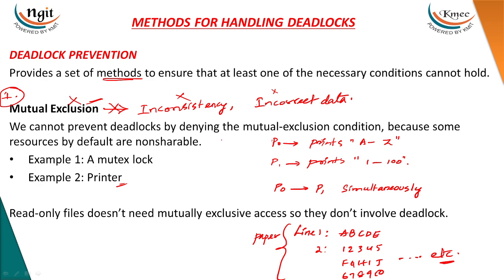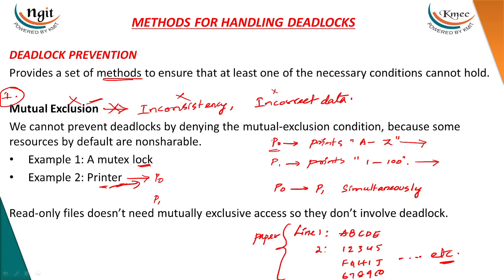But there are some devices which are by default mutual exclusion. One, mutex locks. Second, the printer. Let's take the example of a printer. There is only one printer that is used by two processes, P0 and P1. P0 is printing A to Z, and process P1 is printing 1 to 100.